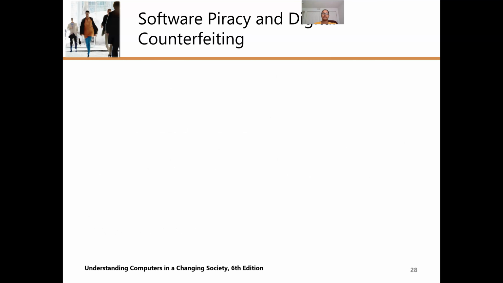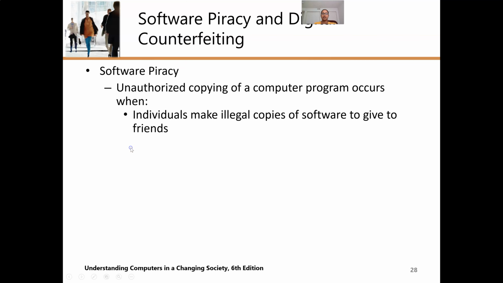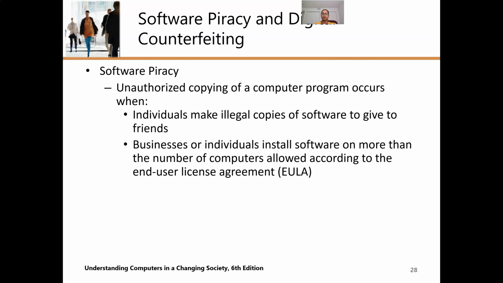Moving to software piracy and digital counterfeiting. Do you still remember the difference between privacy and security? So this is software piracy. Software piracy is unauthorized copying of a computer program, which occurs when an individual makes illegal copies of the software to give to friends, or when businesses or individuals install software on more computers than allowed according to the user license.